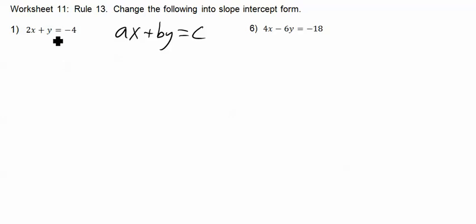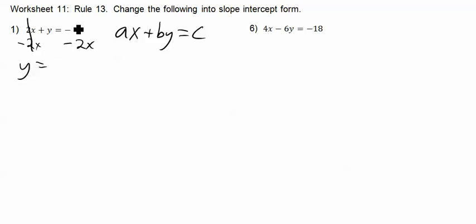So to get y by itself, we're going to get rid of the other term. We need to get rid of 2x. So we're going to subtract 2x from both sides of the equation. On this side they cancel, and we're left with just y.